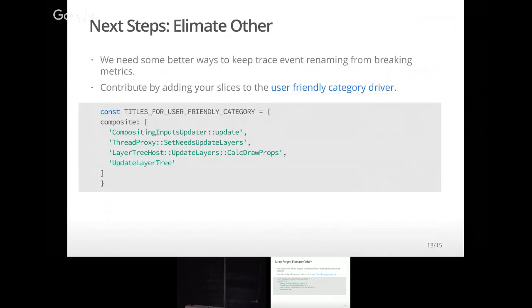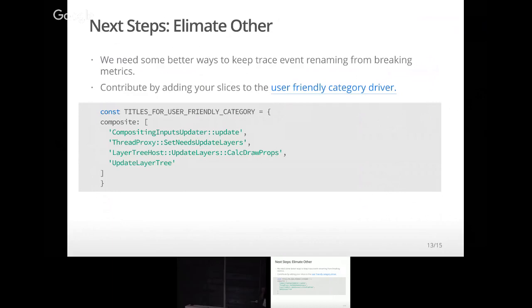One of the problems we're running into here is just people rename traces and then our categorization stops working. When we initially did this work, we weren't getting anything in the layout category whatsoever because somebody renamed the primary layout slice without adjusting the categorization. The good thing is all of you can contribute by categorizing your slices, and it's really, really easy. There's this file called the user-friendly category driver, and it contains a bunch of things that look kind of like this. So composite is the name of the category, and you just list a bunch of slices.